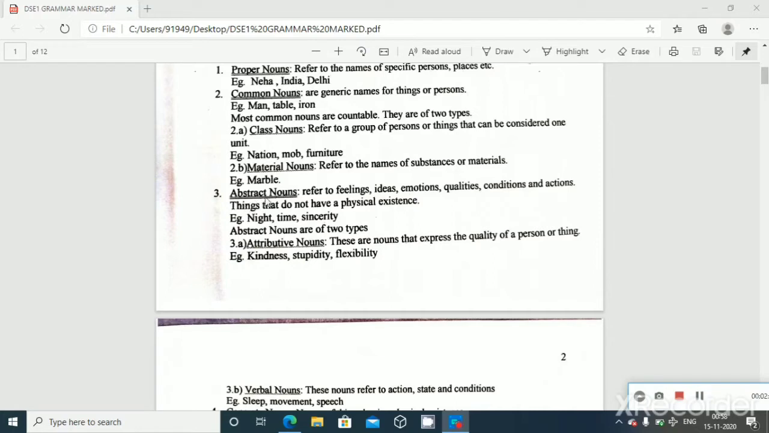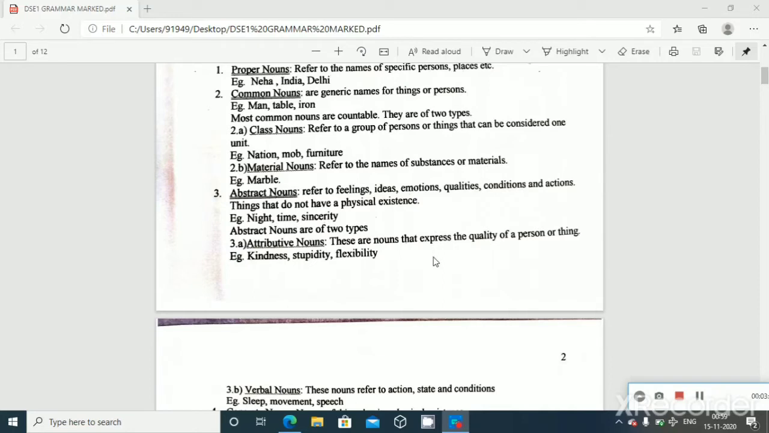And abstract noun, let us see. Abstract nouns refer to feelings, ideas, emotions, qualities, conditions, and actions. Things that do not have a physical existence. That is the simple definition. Of course, what kinds of nouns are referred to get listed out in the very beginning: feelings, ideas, emotions, qualities, conditions, and actions.